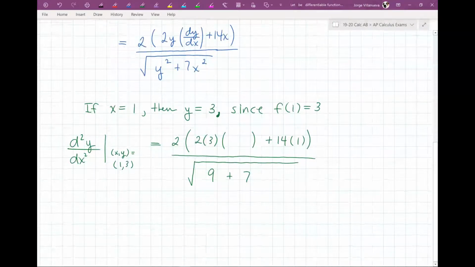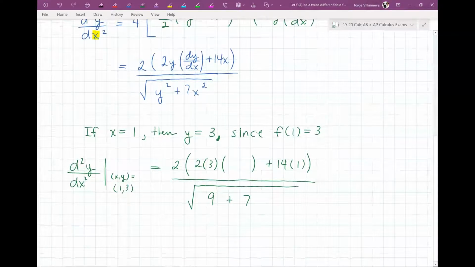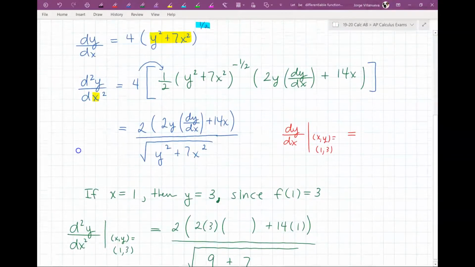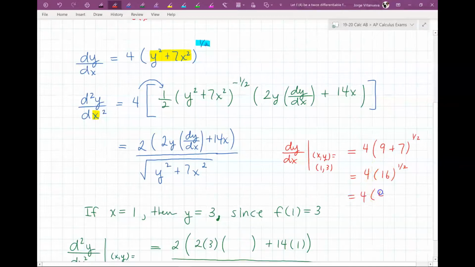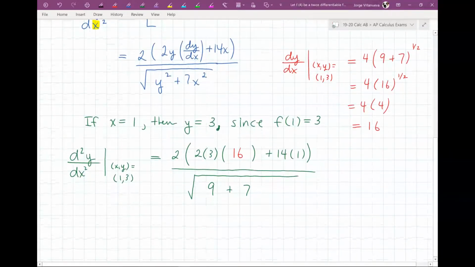Okay. So what is dy dx? This part right here is going to go in there. So let's figure out dy dx when x and y are 1 and 3. They told me dy dx is 4 times y squared plus 7x squared to the half. So 4 times 9 plus 7 to the half. Now 9 plus 7 is 16. So it's 4 times 16 to the half, which is 4 times 4, which is 16. So that goes right there in that little space.